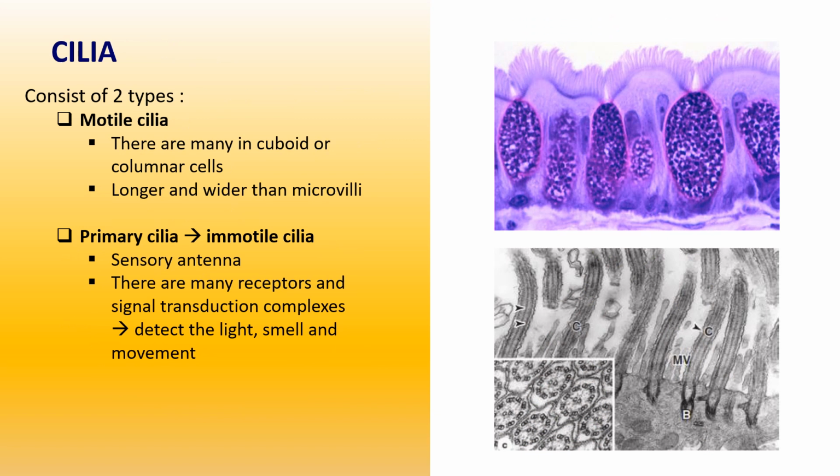And the last is cilia. Cilia consist of two types, the motile cilia and primary cilia, or immotile cilia. Motile cilia are found in many cuboidal or columnar cells and are longer and wider than microvilli. Immotile cilia act as a sensory antenna, with many receptors and signal transduction complexes to detect light, smell, and movement. In this picture, you can see that the cilia are longer and wider than the microvilli. And in the apical region of the cell, you can see the cilia.